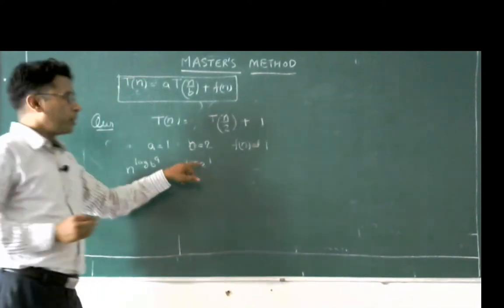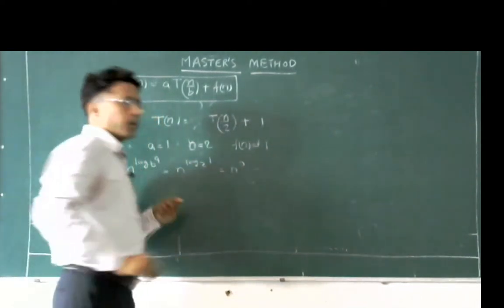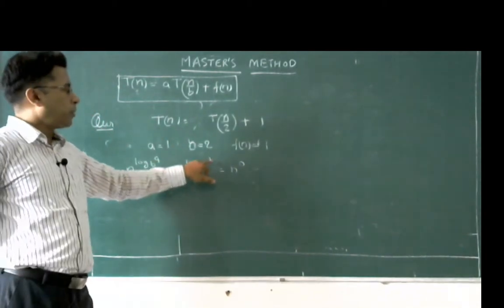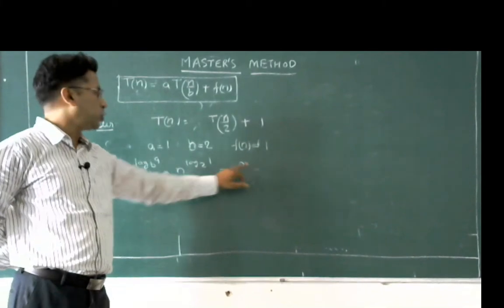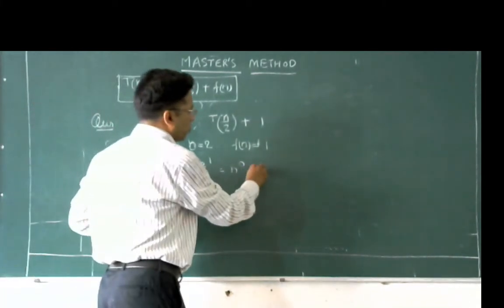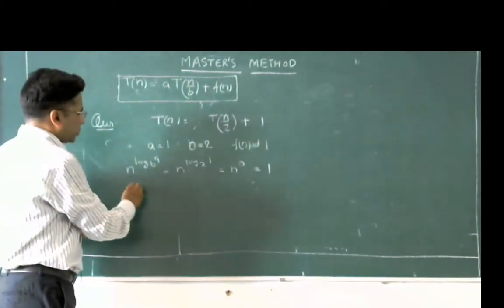Definitely we know that this will be equal to n raised to the power 0, because 2 raised to the power 0 becomes equal to 1. So that will be n raised to the power 0, which equals 1. And f(n) is equal to 1.